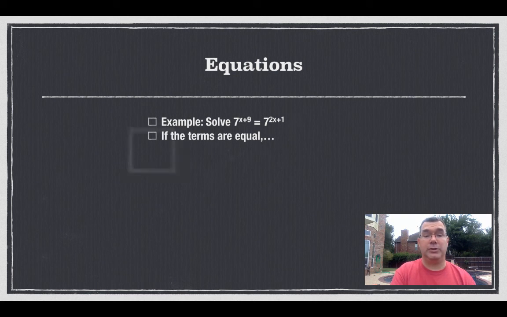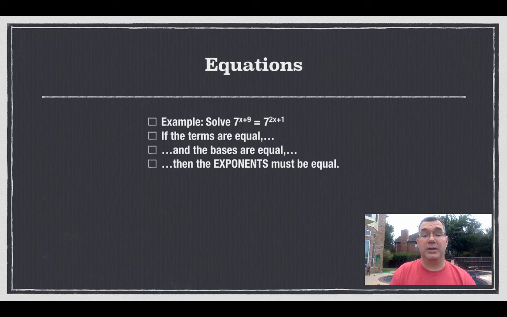The left side is equal to the right side, because that's what I was told. The bases are equal. They're both 7s. So what that means is the exponents must be equal. If I'm raising 7 to two different looking things, then those two different looking things must be equal. Okay, so I just look at the exponents.